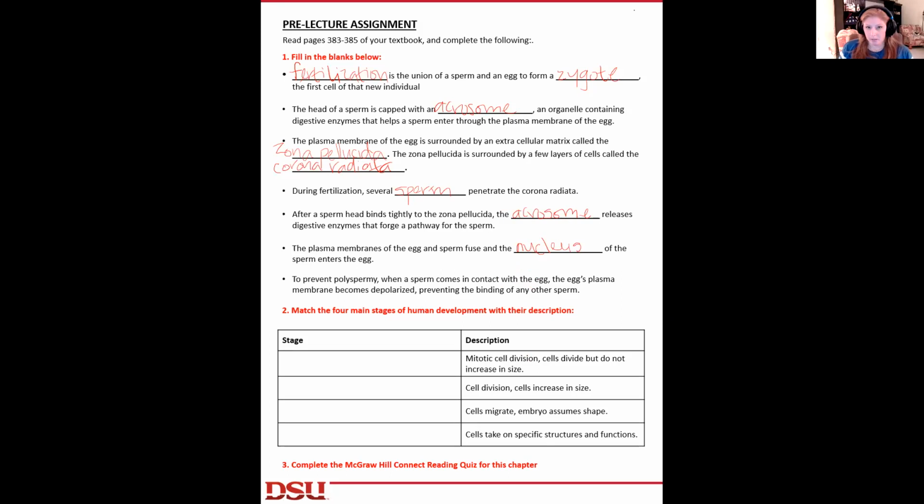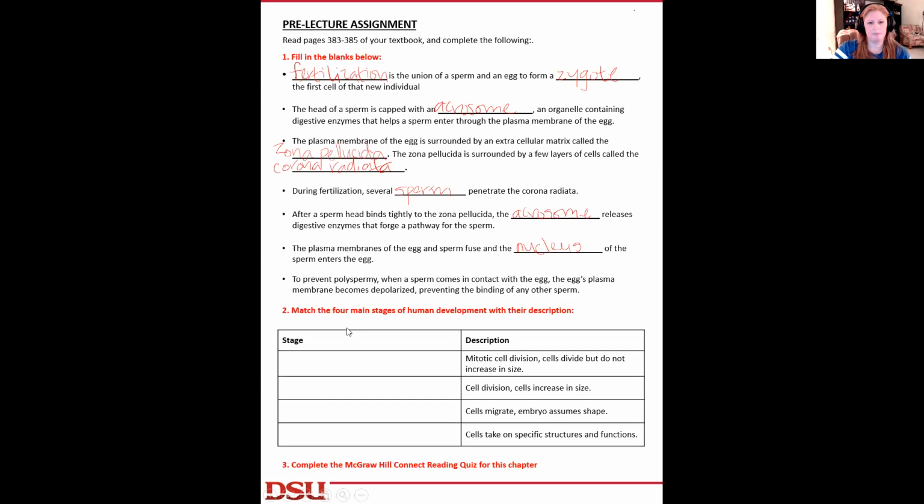To prevent something called polyspermy, when a sperm comes in contact with the egg's plasma membrane, the membrane becomes depolarized. And that keeps any of the other sperm that have come in contact with that corona radiata from being able to actually fuse with the egg as well, so that only one happens. That's how it's supposed to work anyway.